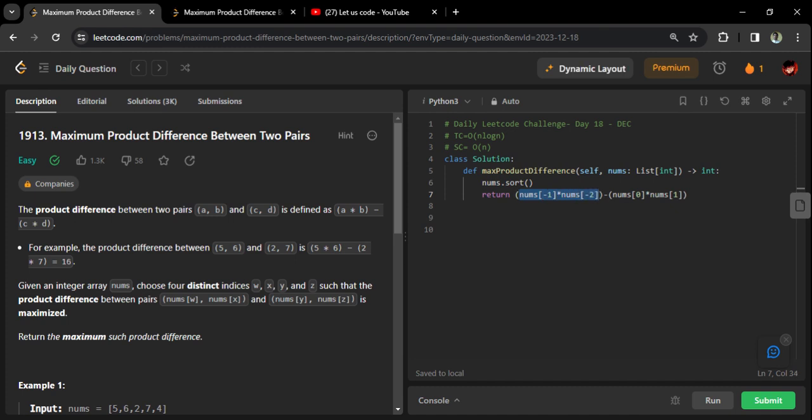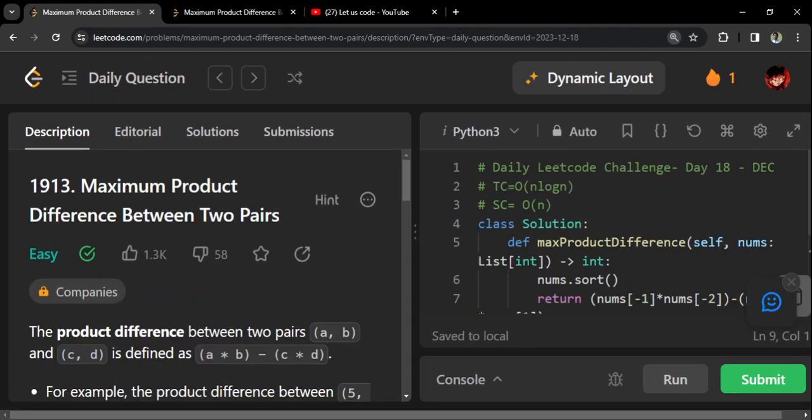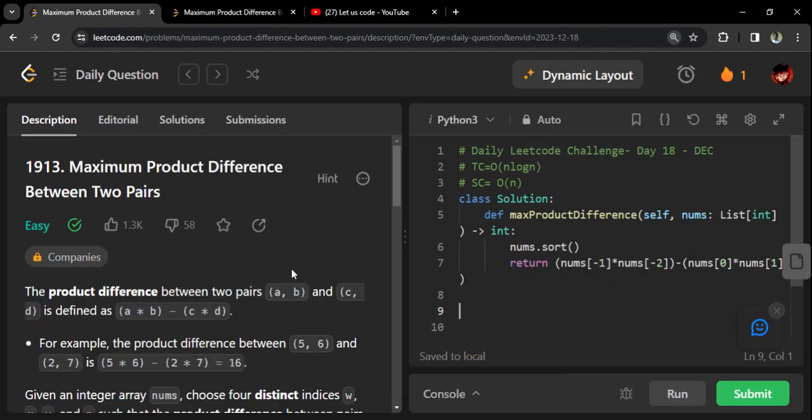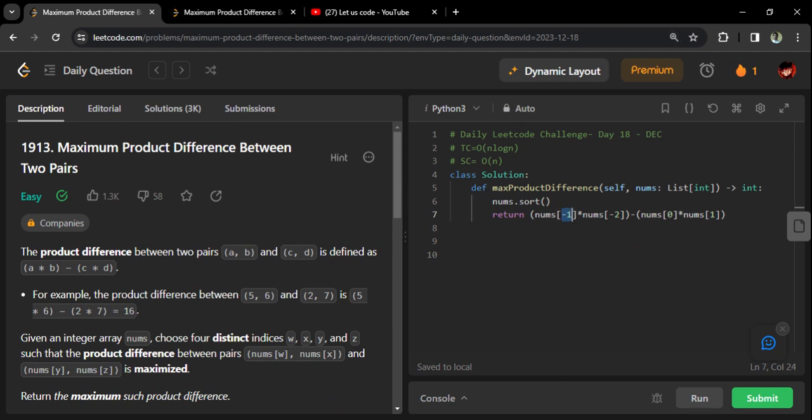See, one approach is that you can take the length of this and write it as n, and you can keep n minus 1 here. But I wanted to show you that there are different ways of doing it in Python. In Python, if you write minus one, it will take the last value towards the right, and minus two the second last value. So if I have to take the maximum and the second maximum value, I will do nums of minus one and nums of minus two.